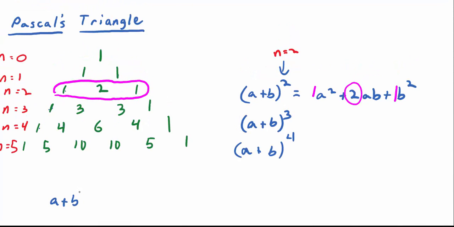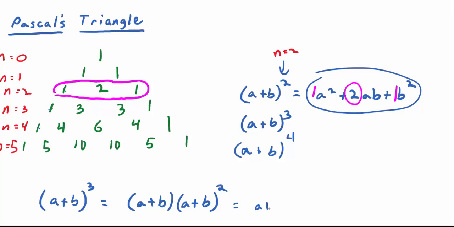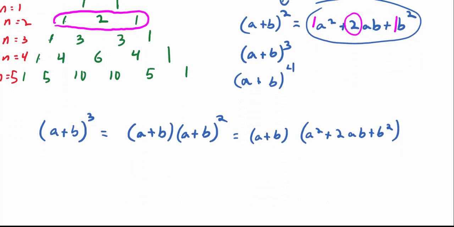So would you agree that a plus b cubed would be a plus b times a plus b quantity squared? But we already know what a plus b quantity squared is. So a plus b cubed would be the quantity a plus b times a squared plus 2ab plus b squared. So we just need to multiply this out, combine like terms, and we'll have a plus b cubed. Just remember what you do when you multiply out polynomials. Distribute this a right here to every term. It's really just distribution, right?